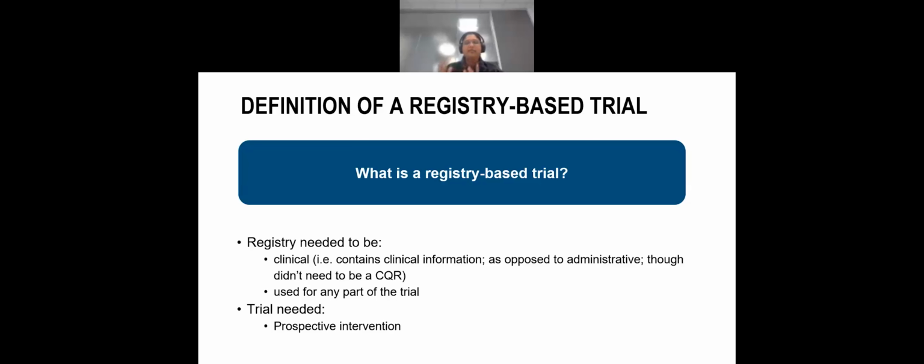The criteria that we had defined was that it needs to involve a clinical registry, not necessarily a clinical quality registry, but definitely a clinical registry that is used for any part of the trial, be it recruitment or getting data on demographics or even follow-up. And additionally, the trial in question must be a prospective intervention and not retrospective. So those were the key criteria that we defined for registry-based trials.